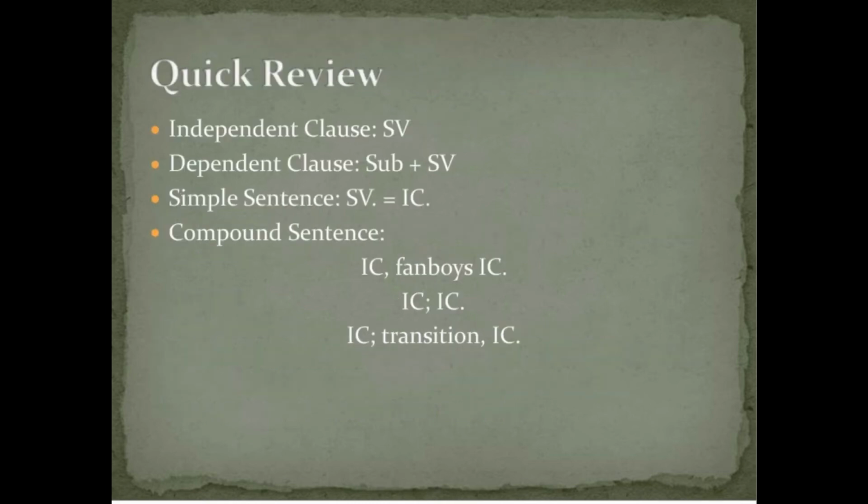Before we go on, let's do a quick review. So far, we've learned about two types of clauses.